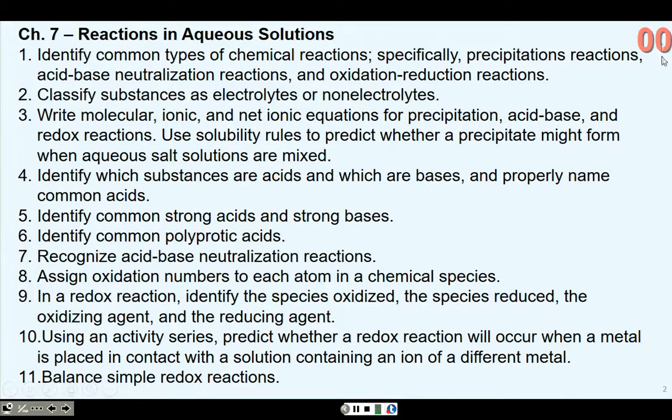All right, continuing our discussion about reactions in aqueous solutions, the next topics to be discussed are down towards the end of the list here. We need to talk about using an activity series, how we predict whether a redox reaction will occur when a metal is placed in contact with a solution of an ion of a different metal. This takes some discussion, so here goes.